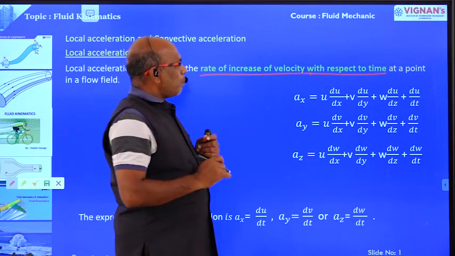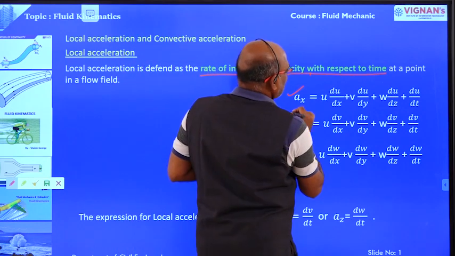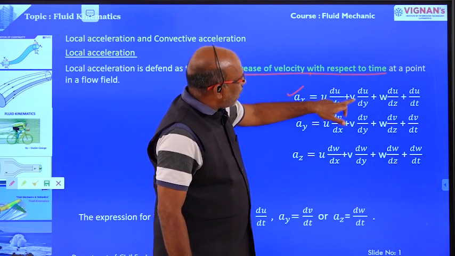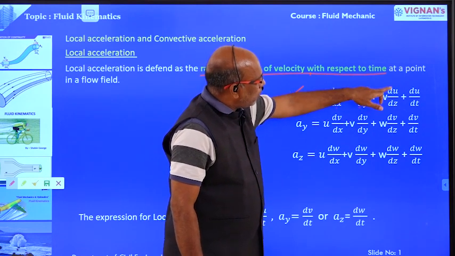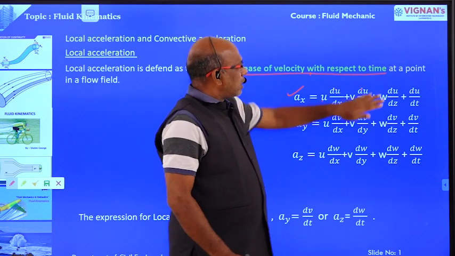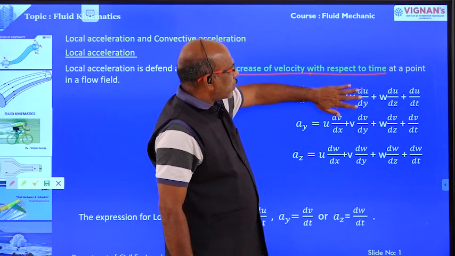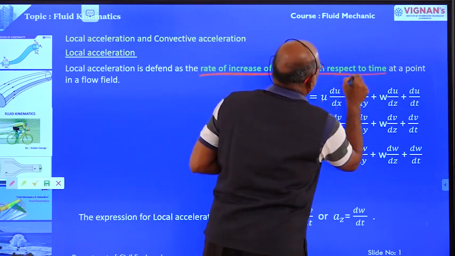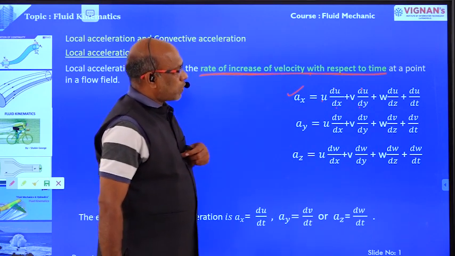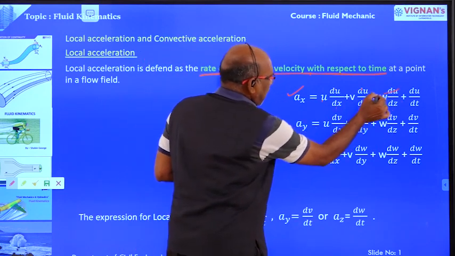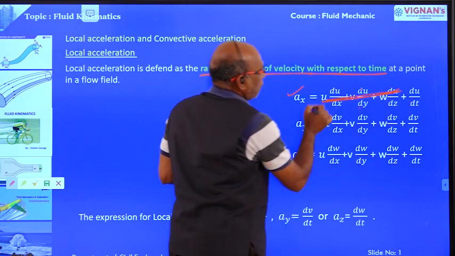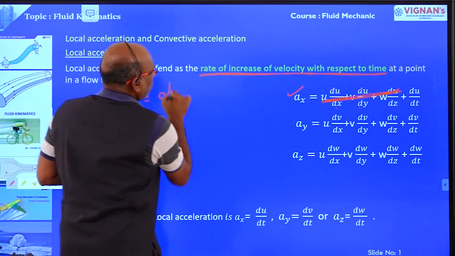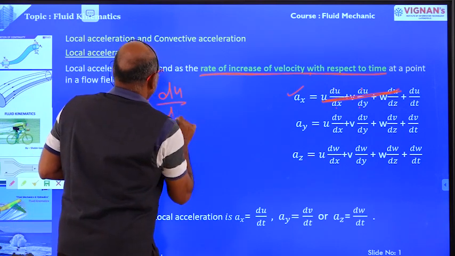Okay, so the total acceleration ax is equal to, what is the formula? u into du by dx plus v into du by dy plus w into du by dz plus du by dt. This is the formula I have determined for acceleration in x direction, but the rate of increase of velocity is with respect to time only. Therefore, the other terms are cancelled in case of local acceleration. In case of local acceleration, ax is equal to du by dt.